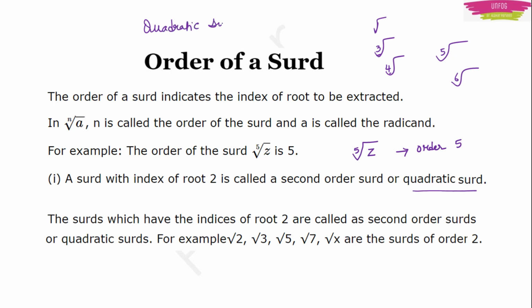We will deal much with quadratic SURDS only. Quadratic SURD means there is a number inside a square root. If you want more examples of a quadratic SURD, take any number and write a square root above it, square root of 2, square root of 3, but that number should not be a perfect square, because we are talking about irrational numbers. So this was about the order of a SURD.